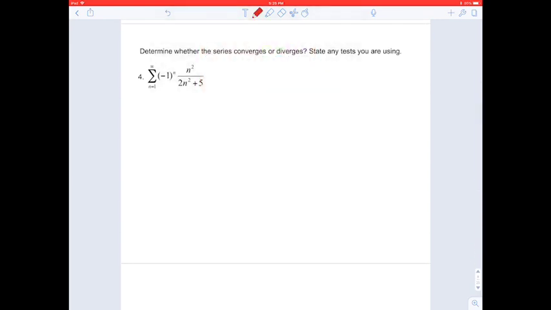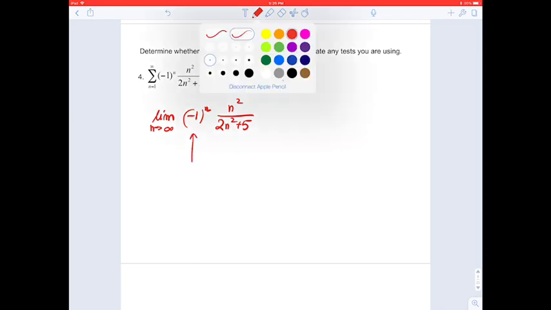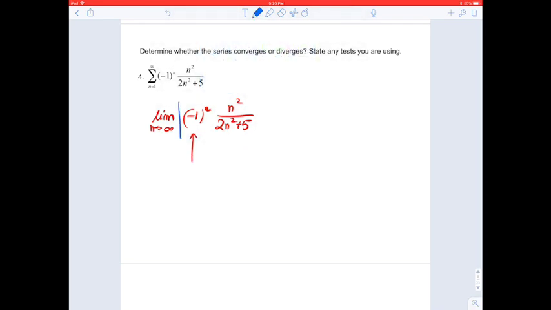Example number 4. Okay, the same thing, but the alternating one. We know what to do. Limit at infinity of negative 1 to the n, n squared over 2n squared plus 5. We know that if we have this alternating part, I may try to use this. I will take the absolute value. Taking an absolute value, my sequence changed for now, just n squared over 2n squared plus 5.